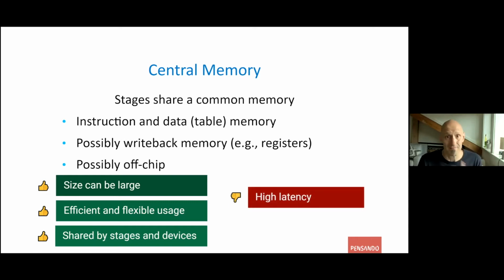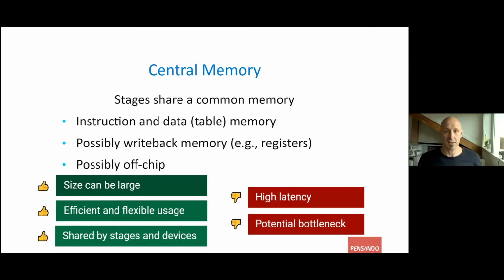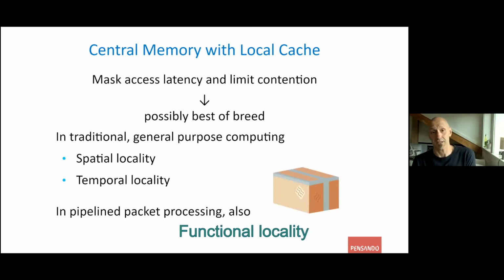On the other hand, the access latency will be higher, and the memory can become a bottleneck, because at this point you have several stages of several pipelines and possibly other devices accessing the memory at the same time. So it could affect performance. So in between these two options is to have a central memory with a local cache, and the cache will mask the access latency and limit the contention to the centralized memory. So this is possibly a best of breed solution between the previous two, putting together the benefits of both of them.